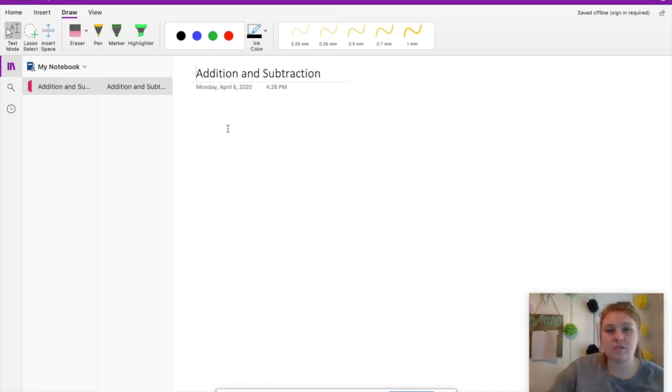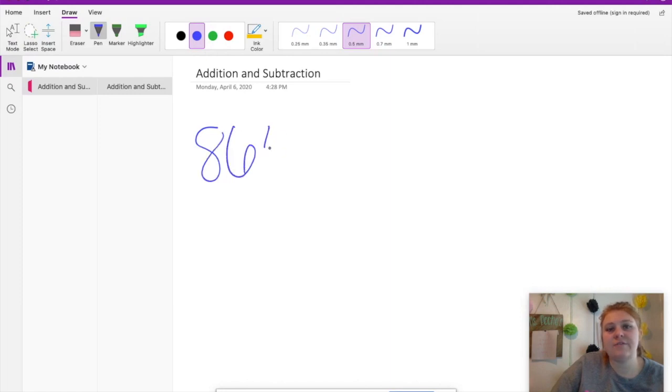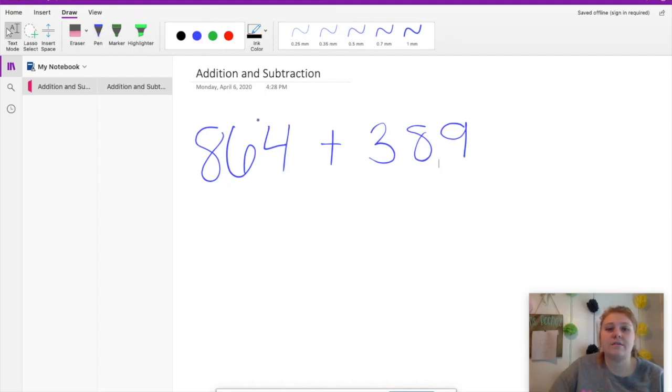But I'm going to go ahead and start with an equation. We're going to start off with addition. So if I have 864 plus 389, okay? We want to remember that the place value is super important.